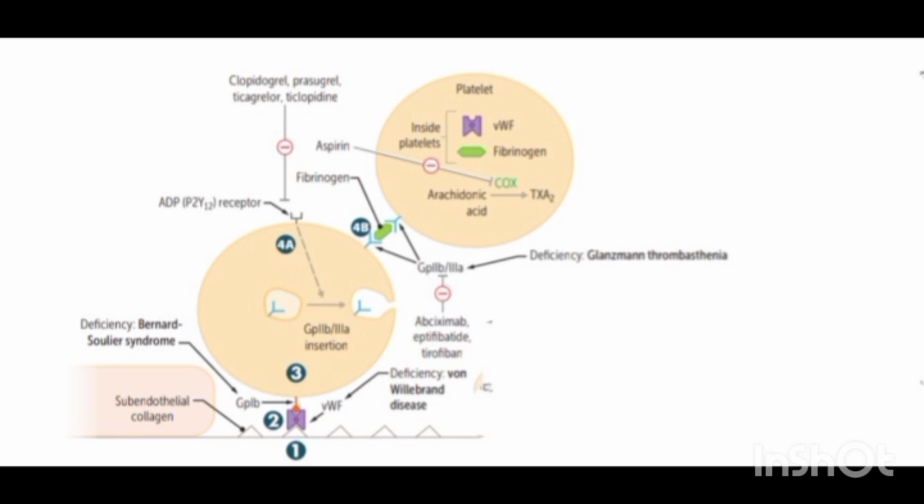Next step is the coagulation cascade. The coagulation cascade is also known as secondary hemostasis. Here, first is injury, second is exposure, third is adhesion, 4A is activation, and then 4B is aggregation.